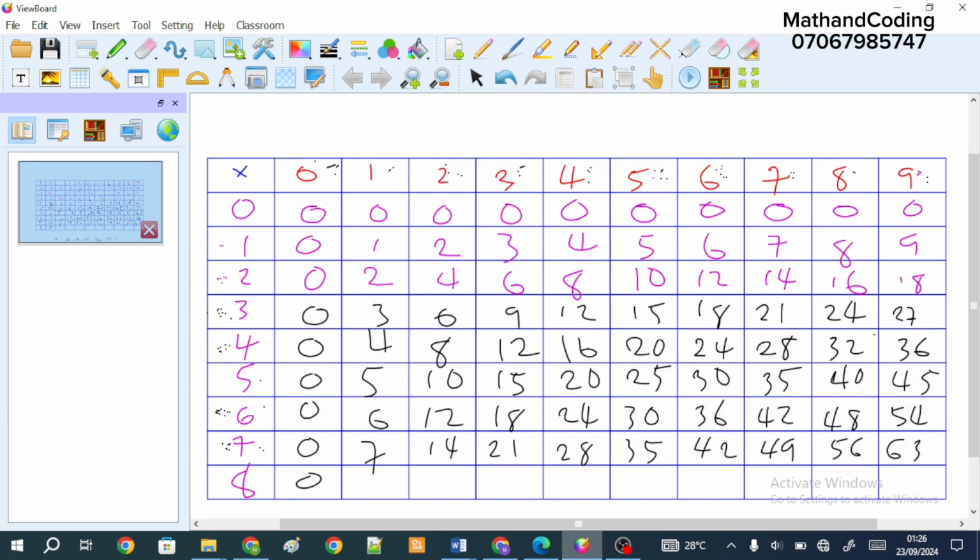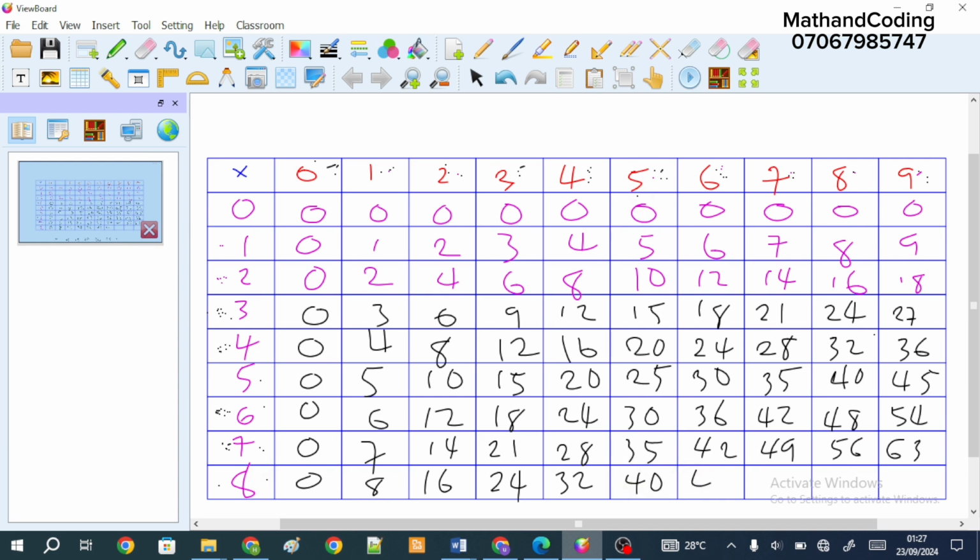8 times 0 is 0. 8 times 1 is 8. 8 times 2 is 16. 8 times 3 is 24. 8 times 4 is 32. 8 times 5 is 40.